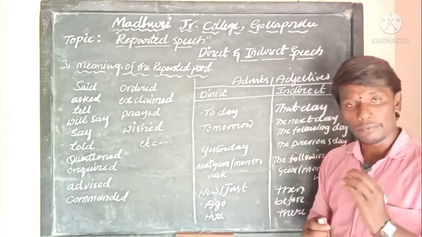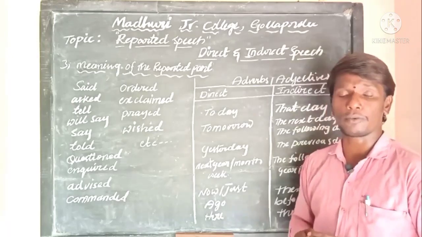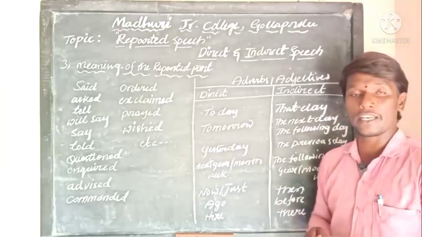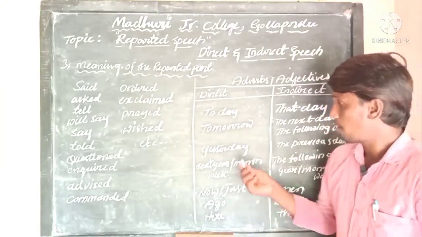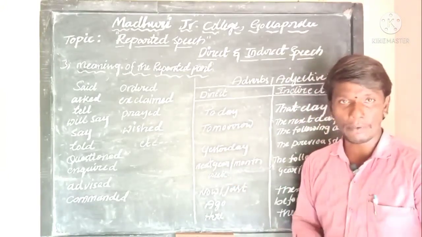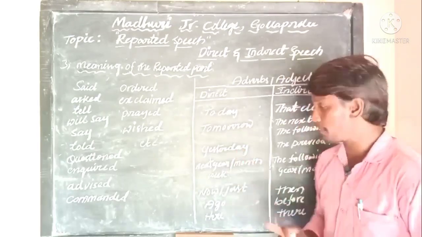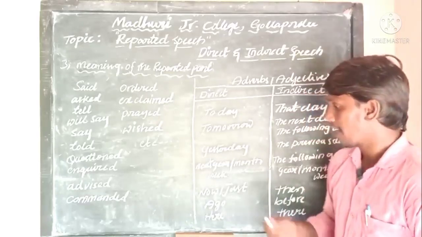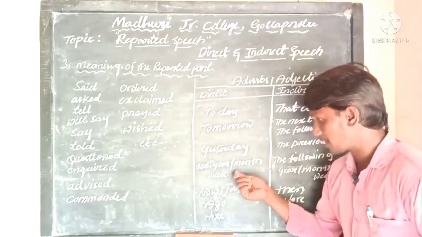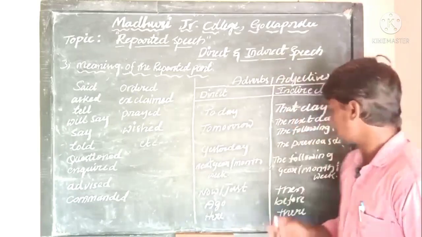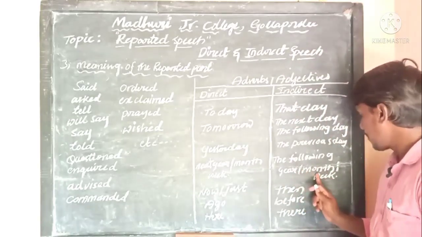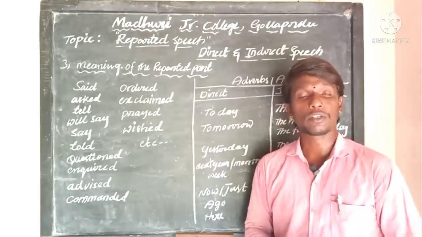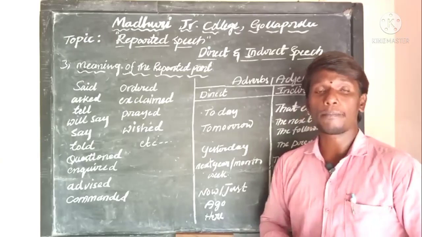When you find the adverb of time tomorrow in direct speech, it is changed into the next day or the following day. When you find yesterday in direct speech, it changes into the previous day. And when you find next year, next month, next week, it changes into the following year, month or week. So we can change it into the following week, the following year, or the following month.